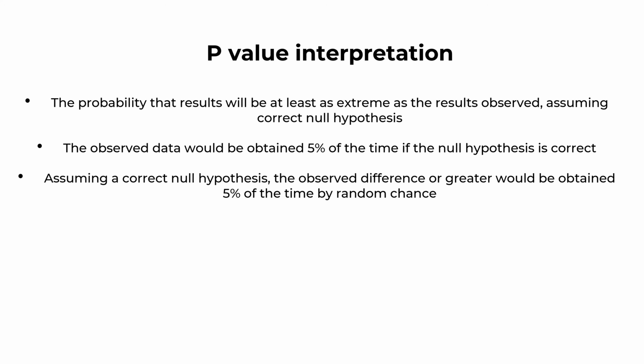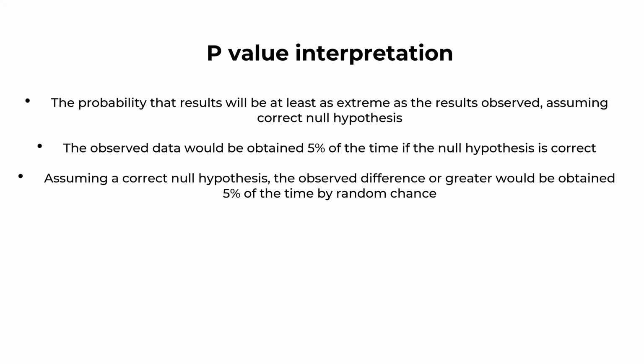So if the null hypothesis, which was that glimepiride was effective in the previous question, was true, then the probability of getting results that extreme, so a p-value of 0.0001, is very, very unlikely. Versus if we look at the next two, so the observed data would be obtained 5% of the time if the null hypothesis is correct.